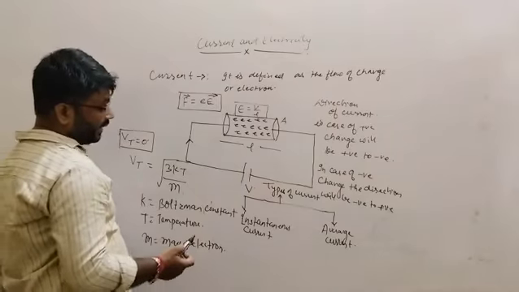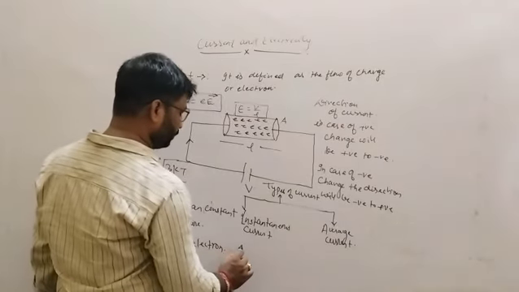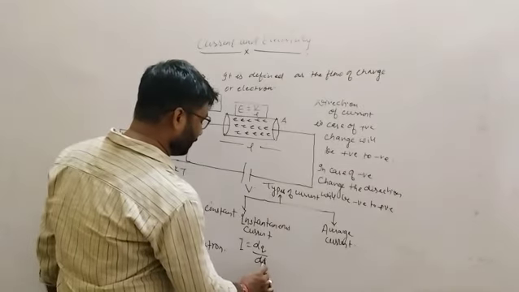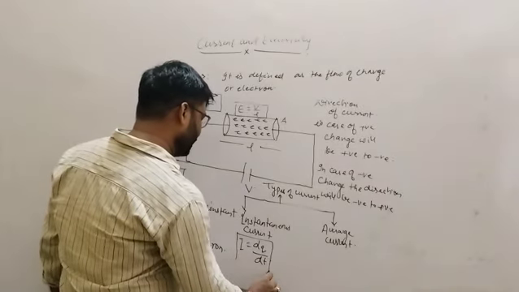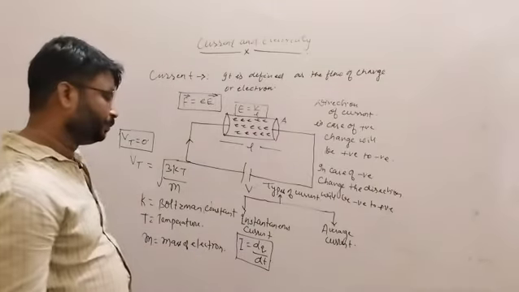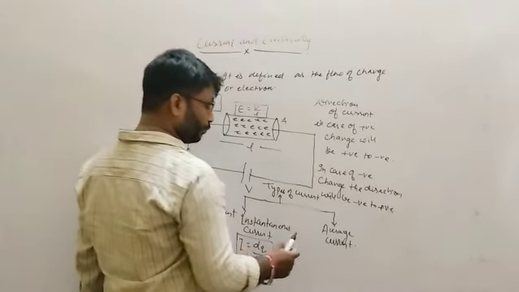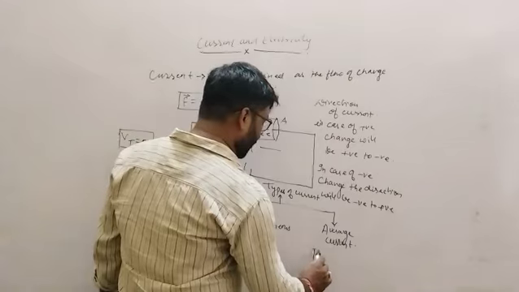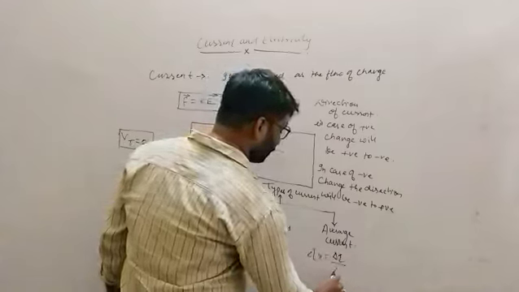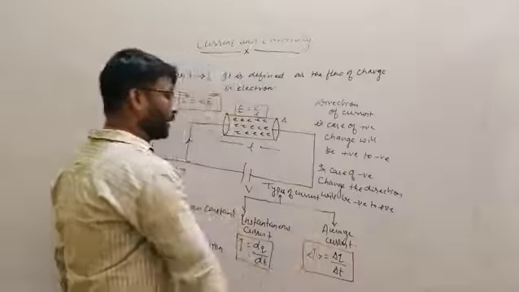What do you mean by instantaneous current? The current at a particular instant of time we call an instantaneous current. I is given by dq by dt. This is the instantaneous current. The average current is when we consider the flow of charge in a particular interval of time.